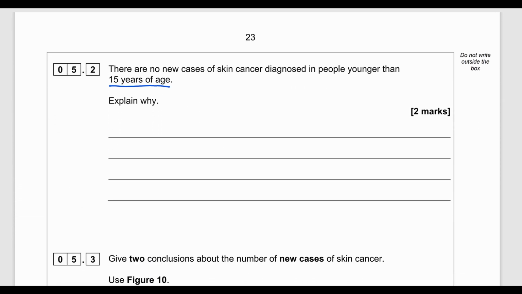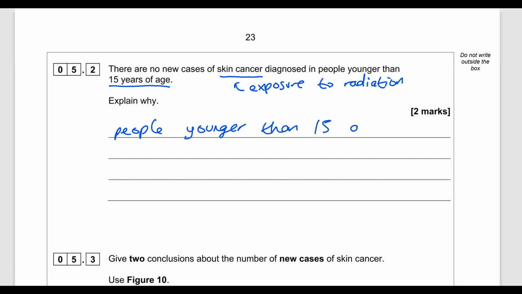Well, let's think about skin cancer itself. One of the most common causes of skin cancer is through exposure to radiation, specifically ultraviolet or UV radiation. So the more exposed you are, the more likely you are to develop this skin cancer. So someone that is younger, less than 15, is not going to be exposed to much radiation because they haven't been alive for that long. So that's probably something that we can mention. People younger than 15 are less exposed to radiation compared to older people.